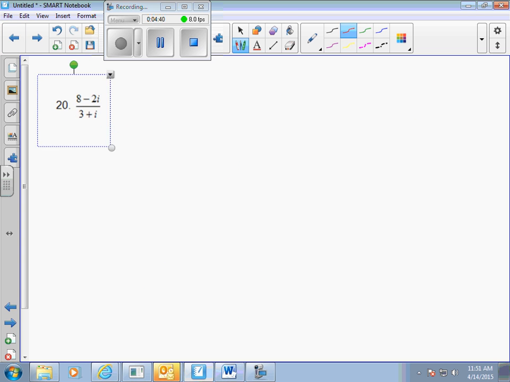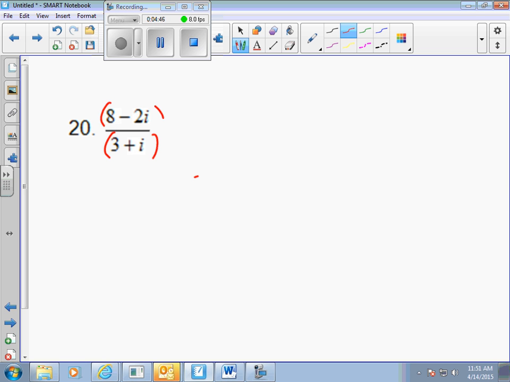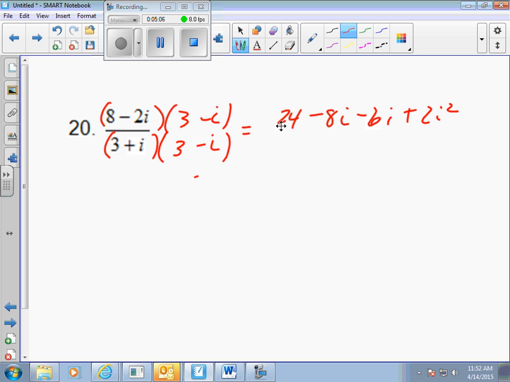20. We have a binomial on the bottom, so we'll be multiplying by the complex conjugate. Remember, the complex conjugate is the same thing as the bottom with a different sign. And I need to FOIL on both the top and bottom. On the top, I get 24 minus 8i minus 6i plus 2i squared. On the bottom, I get 9 minus i squared.